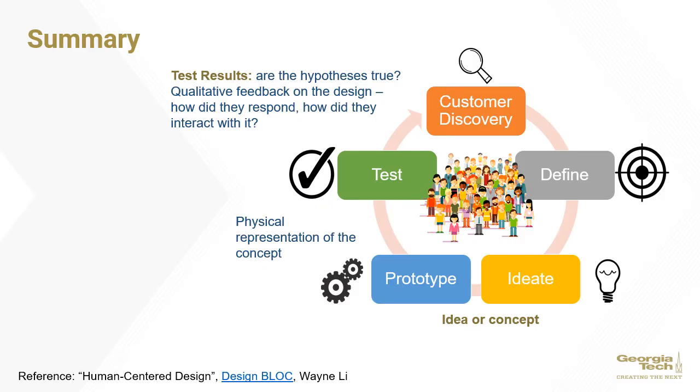So in summary, at the prototype stage, we start out with an idea or concept, and we have to come up with a physical representation of it. So we've been calling it our ugly MVP or an MVP. And then the test results. Are the hypotheses true? That means your thesis is most likely true. And then qualitative feedback on the design itself. How did they respond and how did they interact with it?